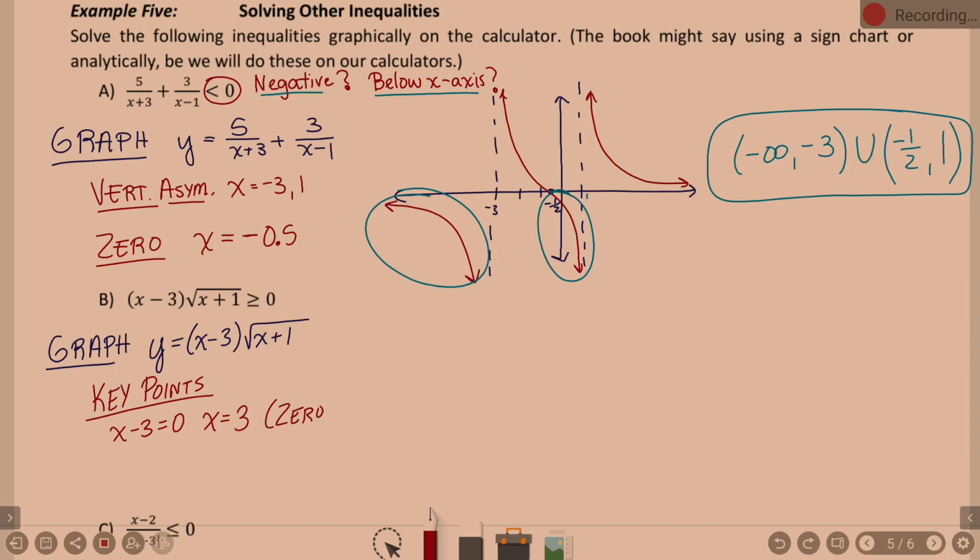Now, under the radical, what has to be true of anything under a square root? It cannot be negative. So it has to be positive. Greater than 0. So what's also going to help me here, well, okay, sorry, change my mind. So first of all, there's going to be a key point at x equals negative 1. The idea is that it would have to be greater than 0, and so x is going to end up being greater than negative 1. Okay, remember those numbers, 3 and negative 1.